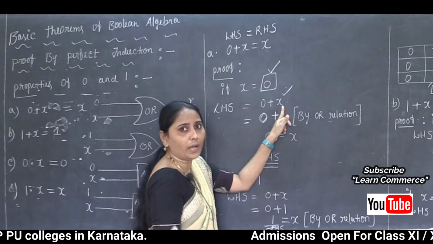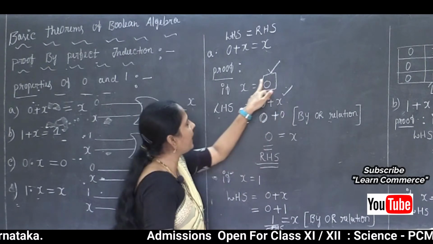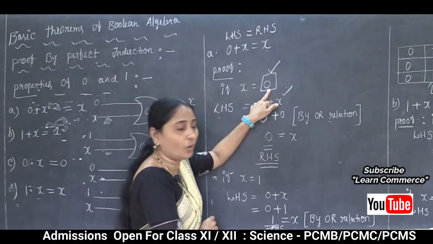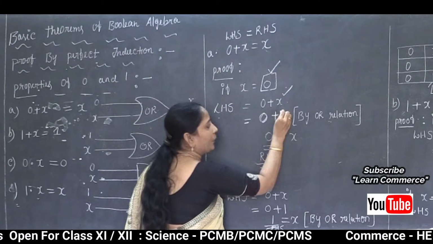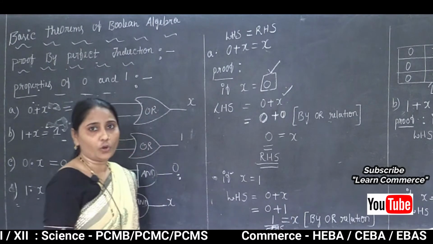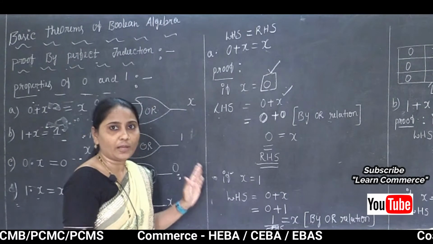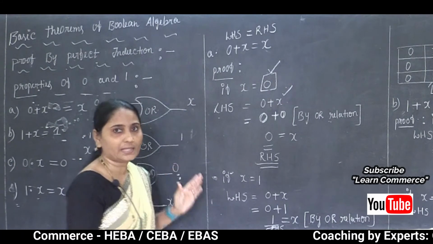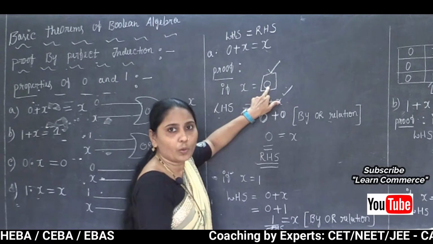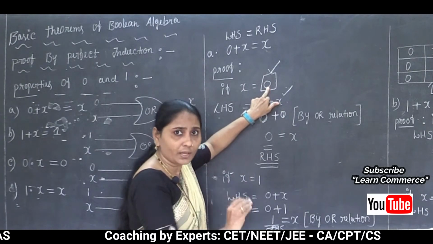Now what is the value I provided to x? The x value is equal to 0. Now instead of x, I am using the value 0. Clear this point here? So I am taking the value for x as 0. I already provided the value to x.